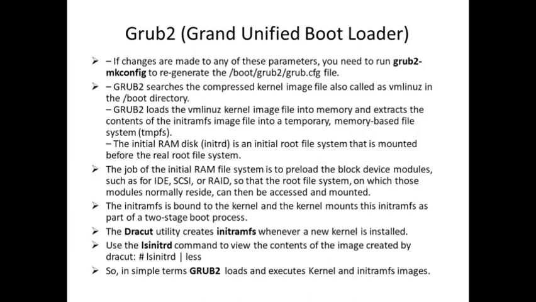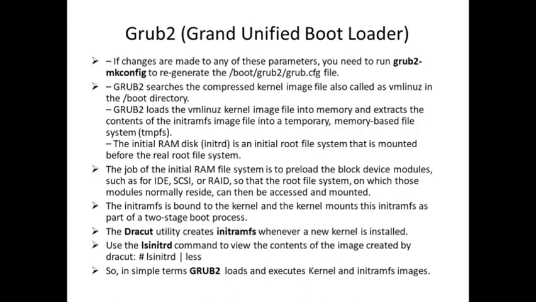What does grub2 do? The work of grub2 is that it searches for the compressed kernel image file, also called vmlinuz, in the /boot directory. grub2 loads the vmlinuz kernel file to memory and extracts the contents of the initramfs image file into a temporary memory-based file system, that is tmpfs.